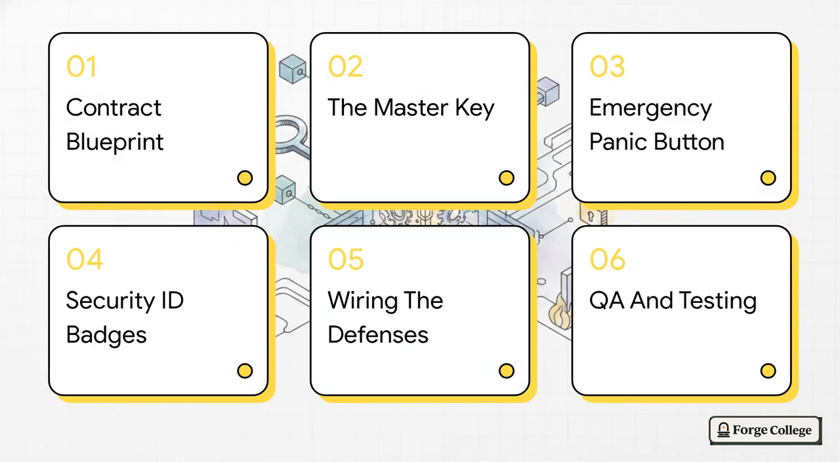So, let's take a quick look at today's schematic. We're going to forge our integrated access module step by step. We'll start with a contract blueprint, build out the master key, install an emergency panic button, mint some security ID badges, wire all those defenses together, and finally wrap up with quality assurance and testing. It's a packed assembly line, so let's just dive right in.